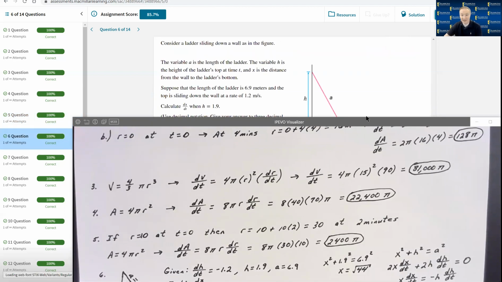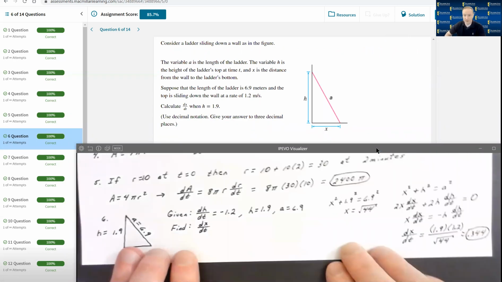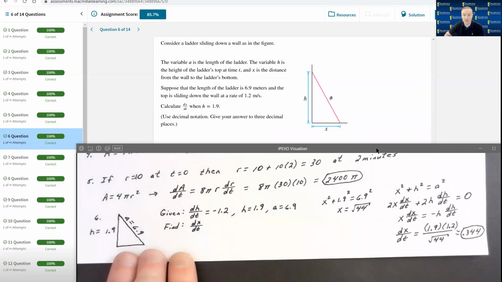For number 6, see if I can move this up and show it on the same screen. There we go. Now it's giving me this drawing and saying, consider a ladder sliding down the wall as in the figure. The variable A is the length of the ladder. So we know that's not going to change. The length of the ladder as it's sliding down the wall is going to remain constant.